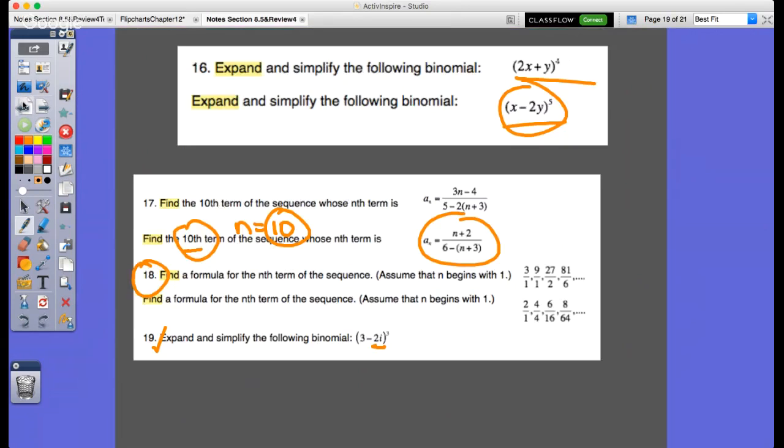Oh, I did forget one other question, and I do want to make sure that I have not forgotten anyone. I want to make sure that if there are any questions, we're good on that. Perfect. Yes, which one was that? Oh, 18. Find a formula for the nth term of the sequence, just in case.